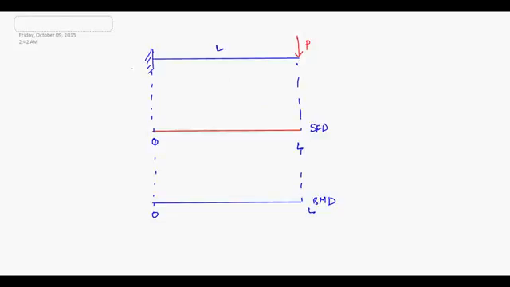Now I want to find the reactions here. I think you don't have any problem with this reaction. The reaction that you will get here is P, and the moment that you will get here is PL. If you are not able to solve this, you go back to the first lecture. In the first lecture I have shown you how to solve for reactions. Okay, so shear force diagram.